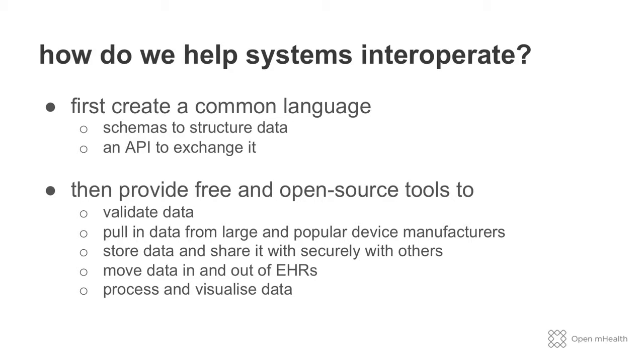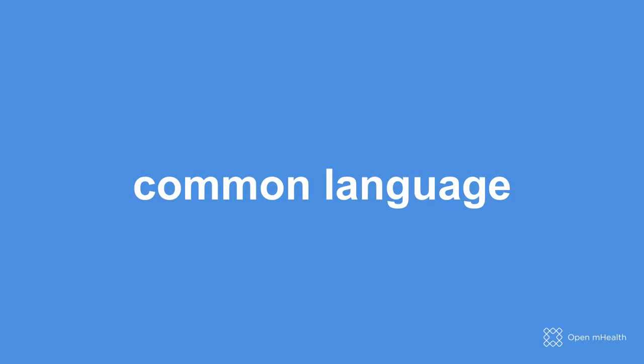Now, that's all great, that's specification. But we live in the real world, we're all pressed for time, and we need tools. So in order to get the specifications going, we provide free and open source tools to validate data, to pull in data from large and popular device manufacturers like Runkeeper, Fitbit, and so on. We have tools to store it and share it securely. We also have tools to move data in and out of EHRs, and we have tools to process and visualize data. And I will get through all these slowly, and there's a running use case with all this stuff, plus we'll talk about all this in the breakout sessions. So let's quickly get into the common language.